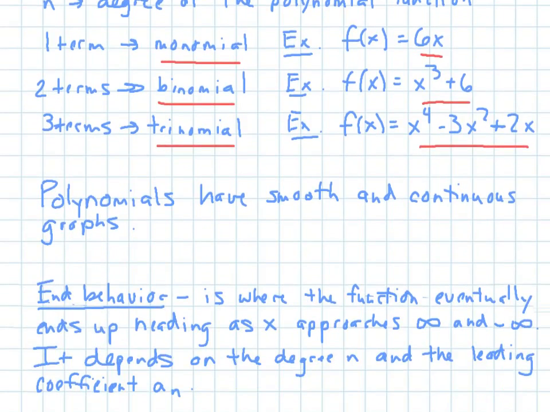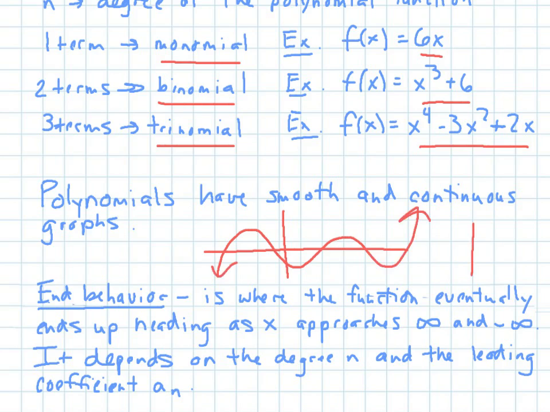Now polynomials have smooth and continuous graphs, so that means that when you graph them, no matter what they're doing, it's always a smooth transition from up to down and vice versa. It is never like the stock exchange where it goes up and down really fast, quick change of direction. So there's no points. There's also no open circles for a polynomial function. It's always continuous. Okay? So it always passes the vertical line test.